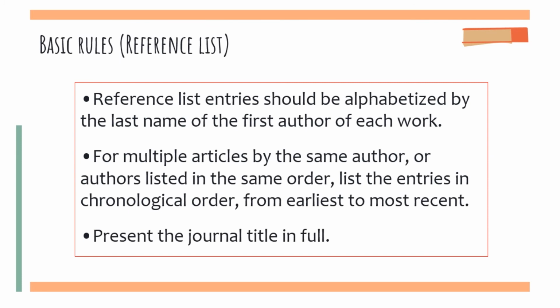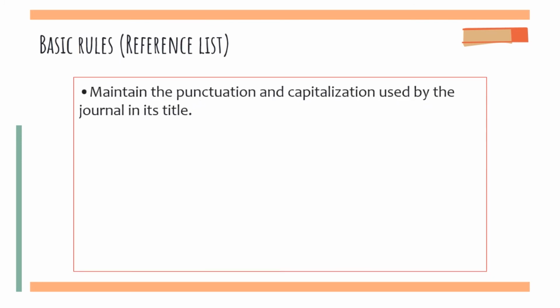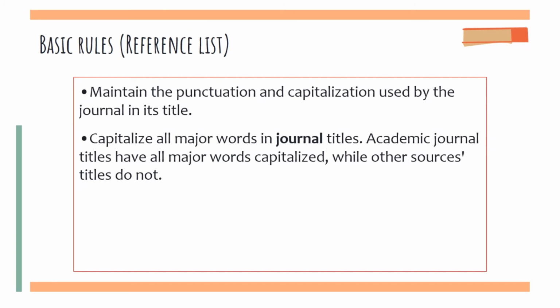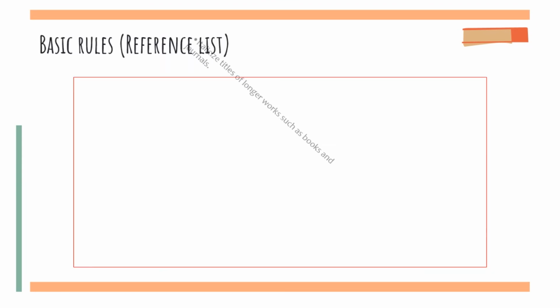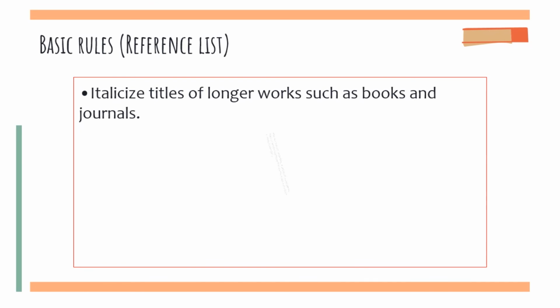Present the journal title in full. Maintain the punctuation and capitalization used by the journal in its title. Capitalize all major words in journal titles. Academic journal titles have all major words capitalized, while other sources' titles do not have. When referring to the titles of books, chapters, articles, or web pages, you must capitalize only the first letter of the first word of the title and subtitle, the first word after a colon or a dash in the title, and proper nouns. Italicize titles of longer works such as books and journals.